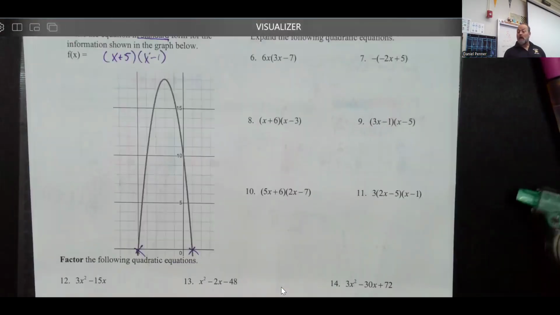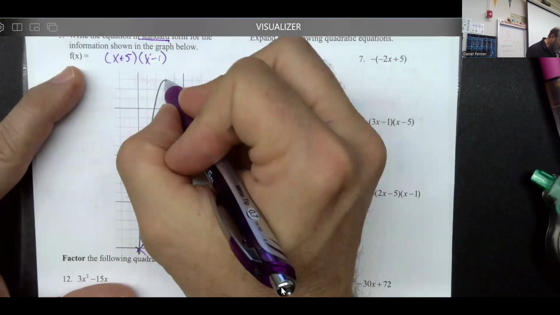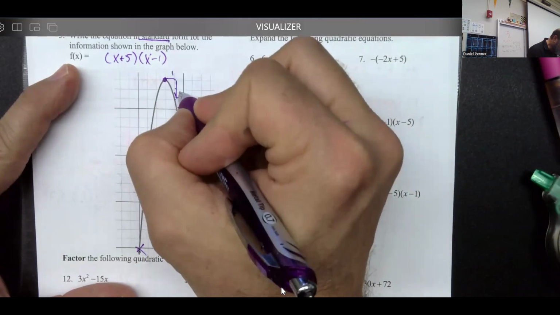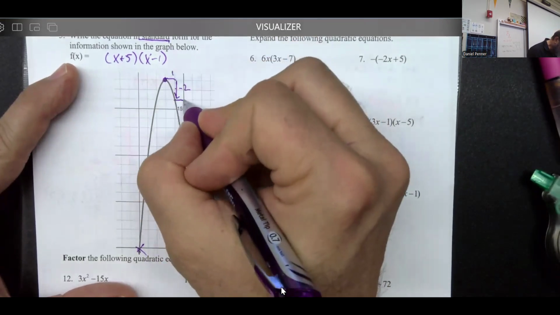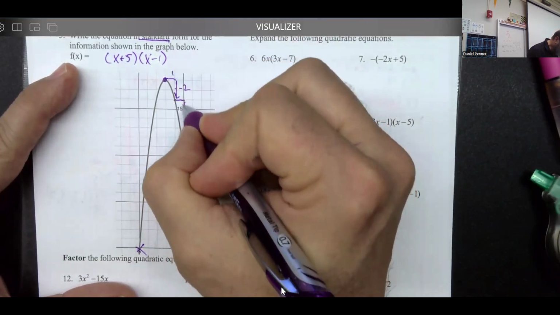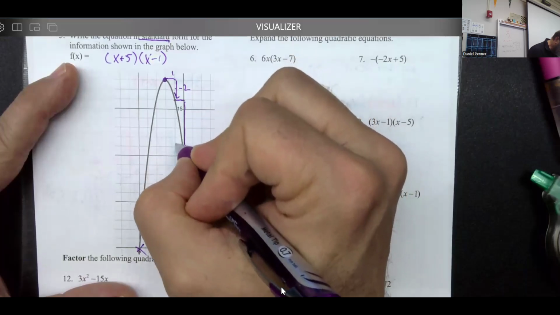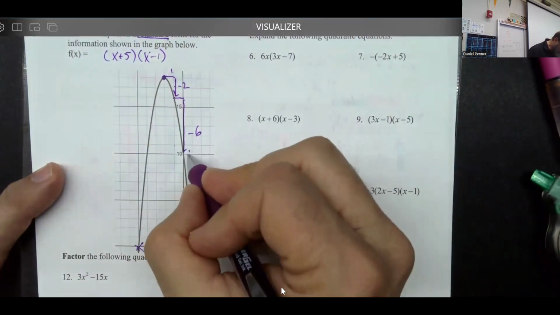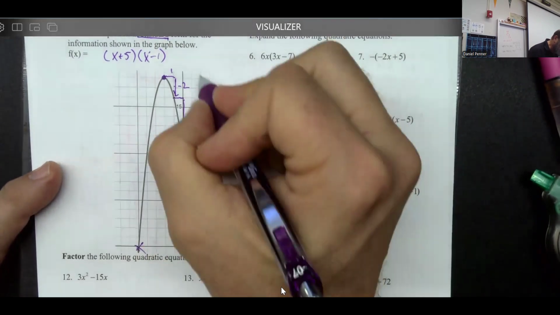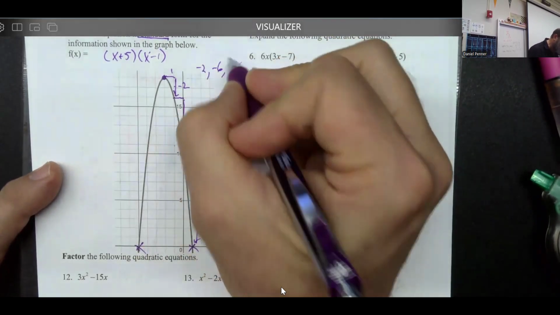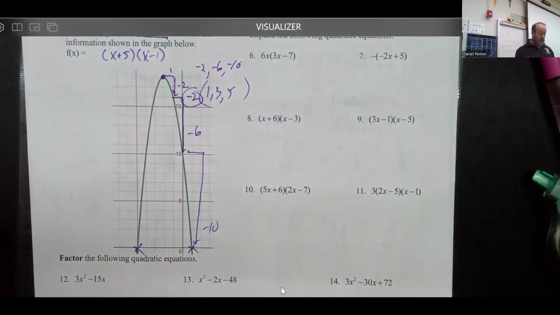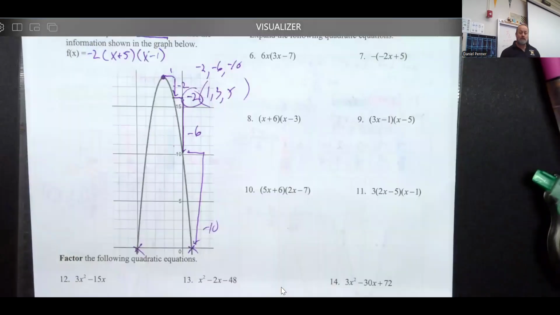So I already know a lot about what this problem is, but I can also look for one more thing, is that if I look over and I go over 1, it went down 1, 2. It went over 1 and down 2. And then when it went over 1 and went down, let's see, 1, 2, 3, 4, 5, 6. Oh, so my 1, 3, 5 pattern, now it went down 10. So if it went down 2 and then down 6 and then down 10, my 1, 3, 5 pattern got all multiplied by negative 2, which means I need a negative 2 right there.